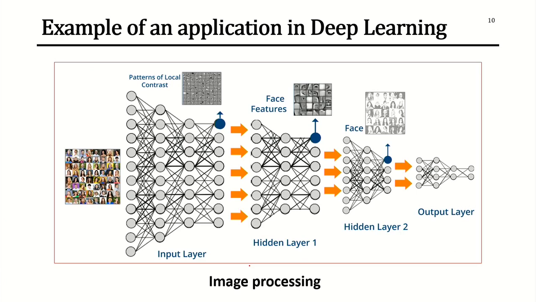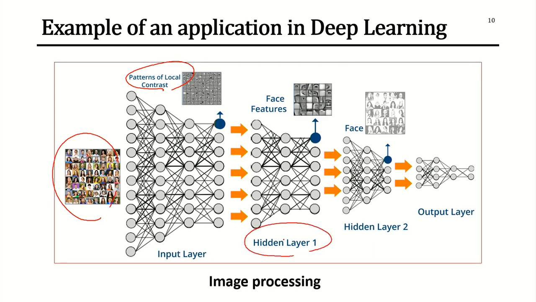And here is an example of a deep learning application for image processing. Suppose that they want to recognize the face of a person. There is a lot of input data for training. There are certain steps that the algorithm needs to perform so that it can recognize a new input face. Firstly, it has the patterns of local contrast, which are extracted from the input data in the input layer. From these steps, pre-processing is required, which extracts some important information.